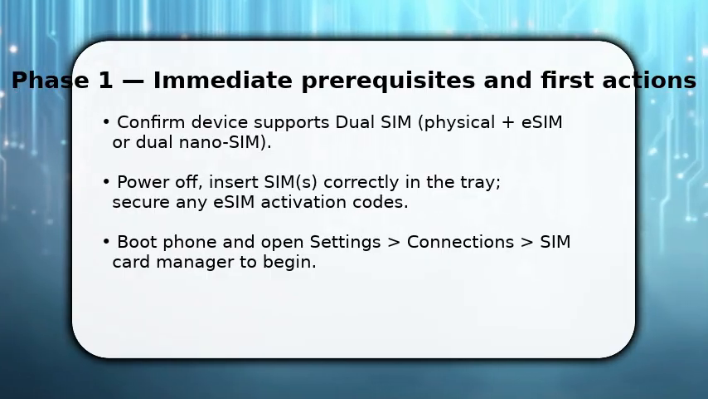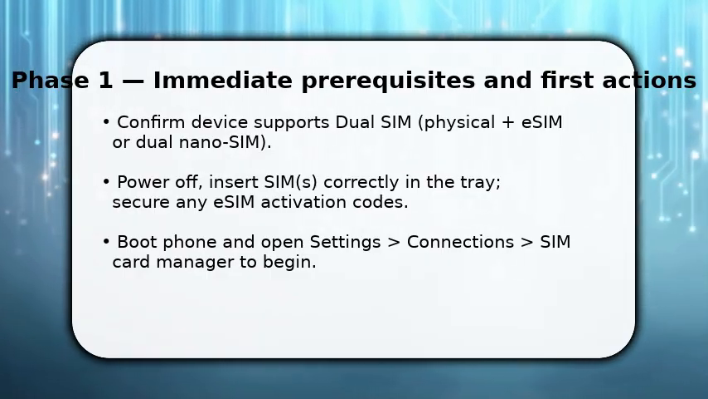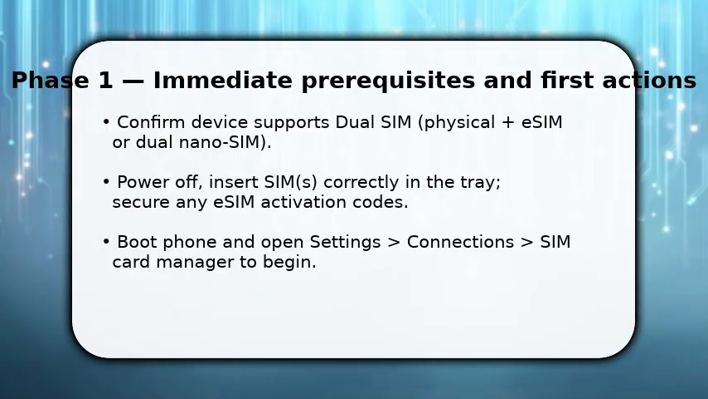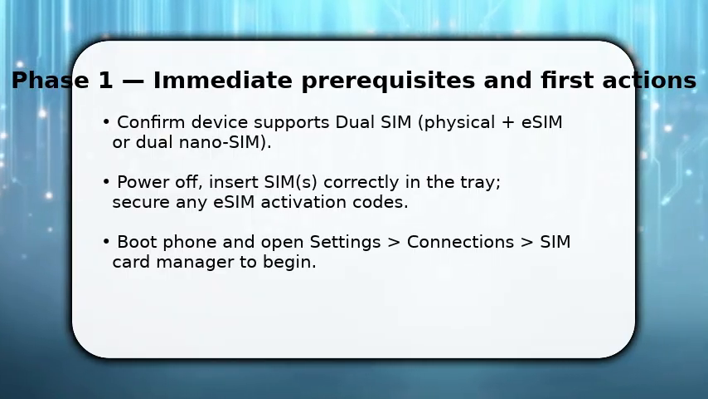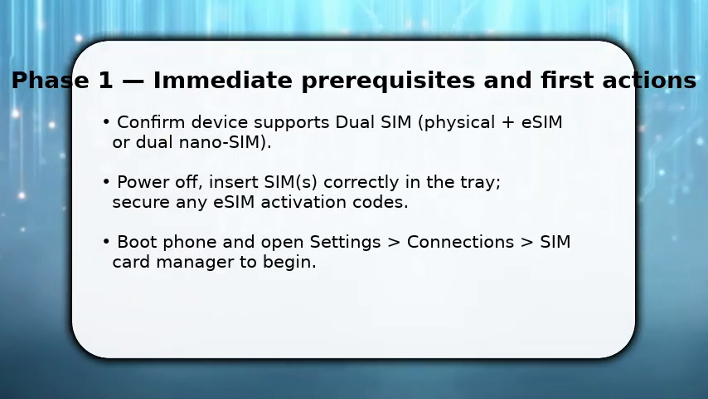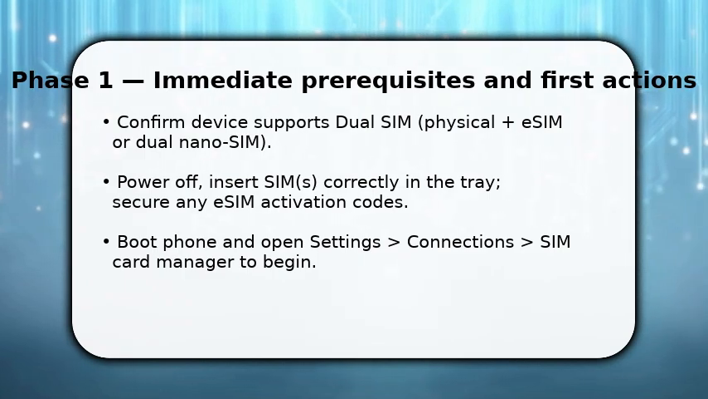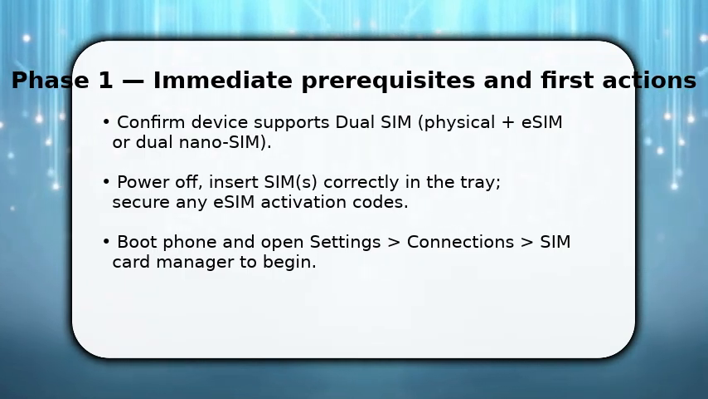Then power on and go straight to Settings, Connections, SIM Card Manager. This is where you register both lines. Do this early, since correct insertion and profile activation prevent detection errors down the line.